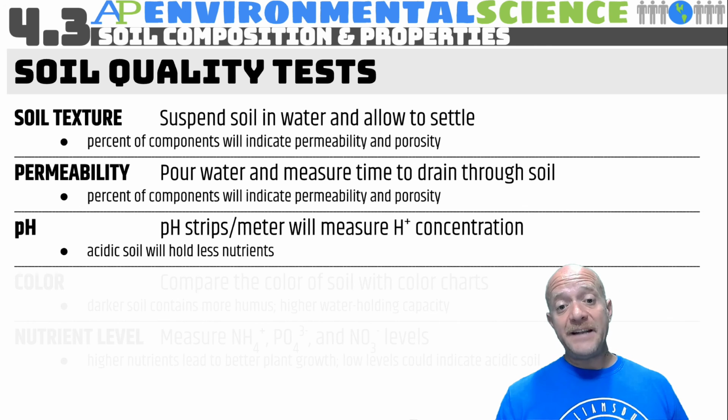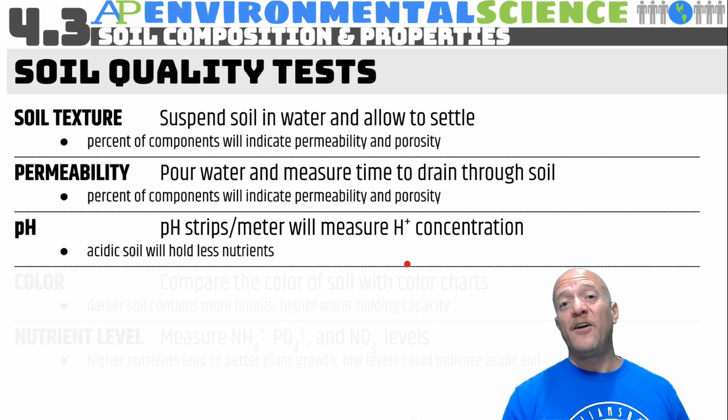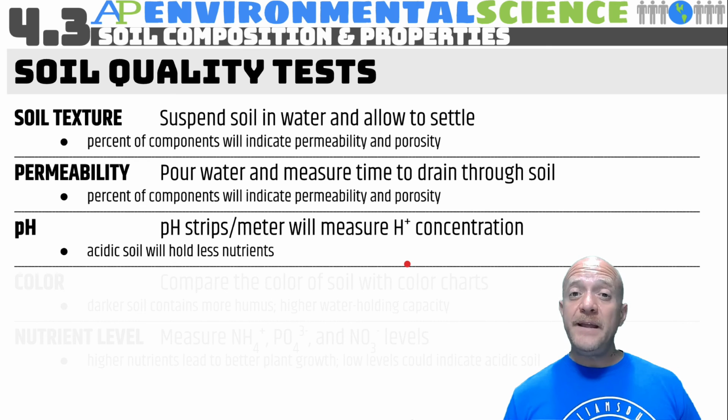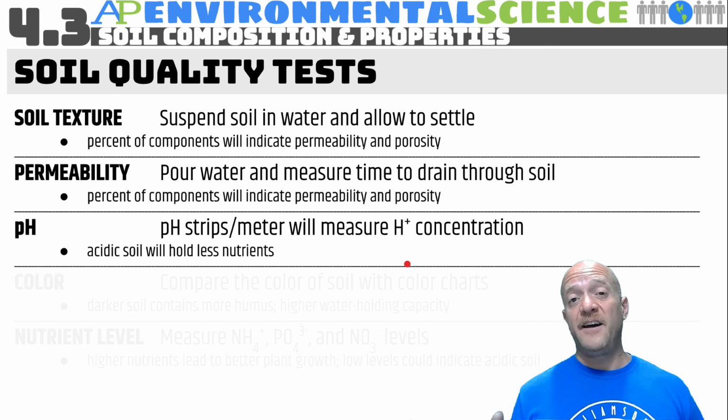You can test the pH of the water to measure the H+ concentration. If you have acidic soil, you have more H+. Acidic soil, those H+ will be held onto the clay particles, which means they're not available to hold on to other nutrients, so that's a bad thing.